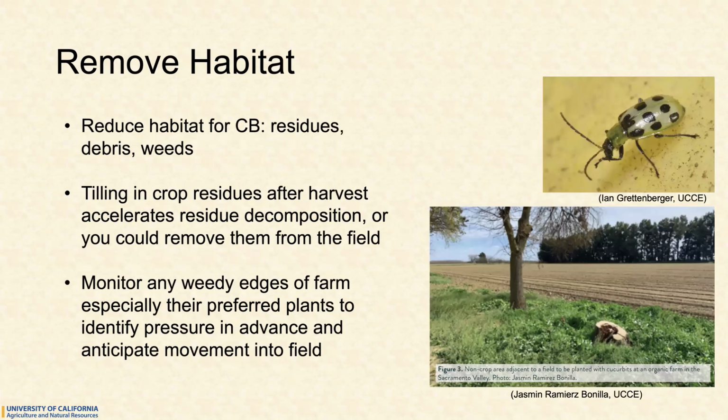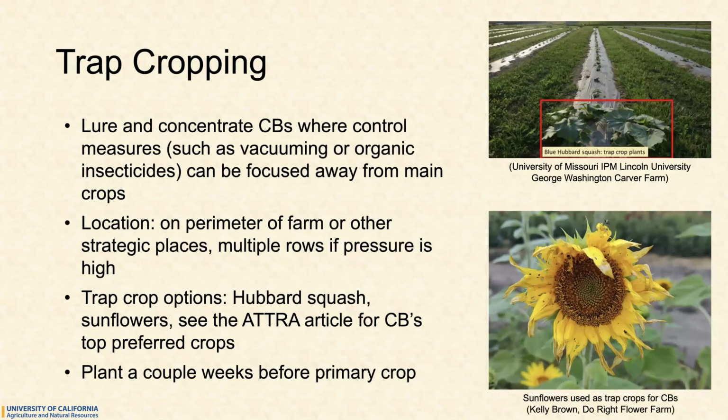So another important thing to do is remove habitat for cucumber beetles, however possible. So you want to reduce the habitat that they like. This might be crop residues in the field or debris, weeds. Of course, you want to be doing weed management anyway for a lot of reasons, but removing weeds and being on top of that can really help with cucumber beetle management. Tilling in crop residues after harvest accelerates that residue decomposition, or you could just remove them from the field entirely. Monitoring any weedy edges of the farm, especially for their preferred plants, can be really helpful to identify pressure in advance and anticipate their movement from those plants into your field.